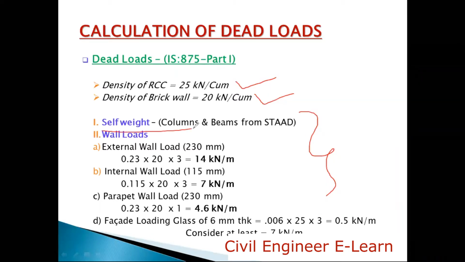Self weight, columns and then beams. In fact, whatever the structural components or structural members which are modeled in this STAAD Pro, automatically, for those members, the self weight will be calculated by the STAAD itself. Self weight of those members like columns and beams would be calculated by the STAAD Pro itself, right?